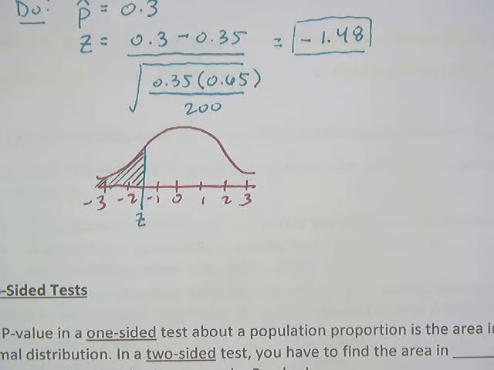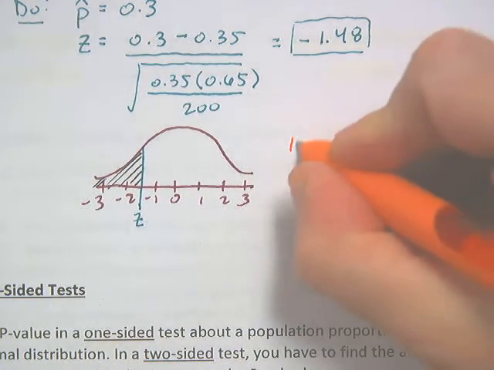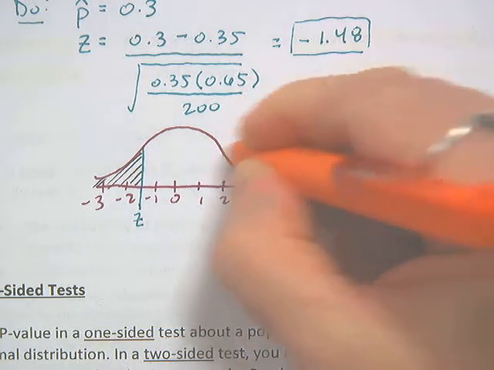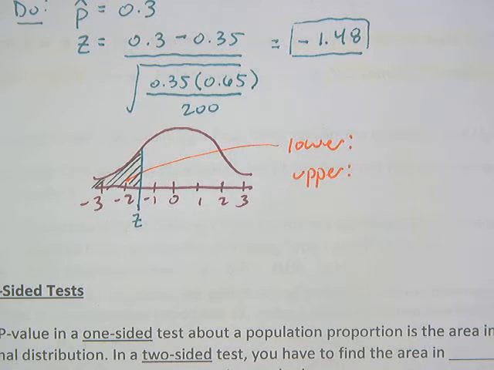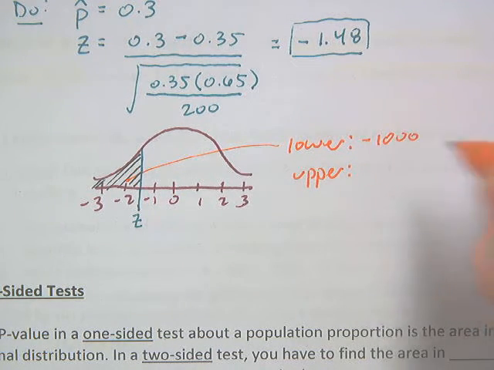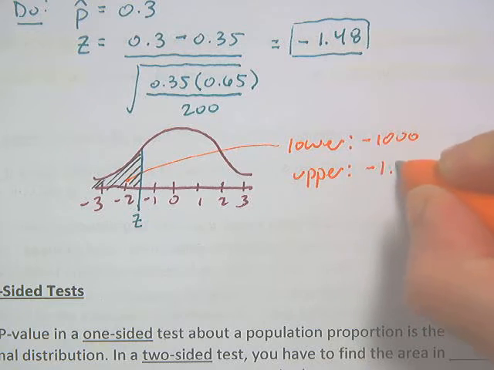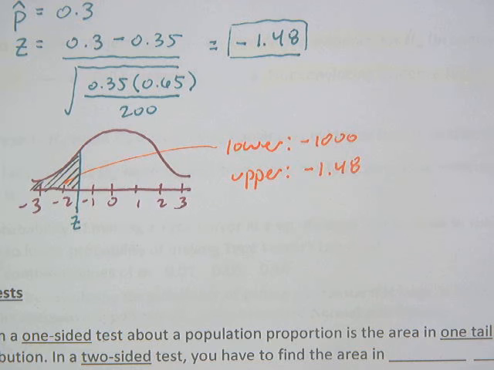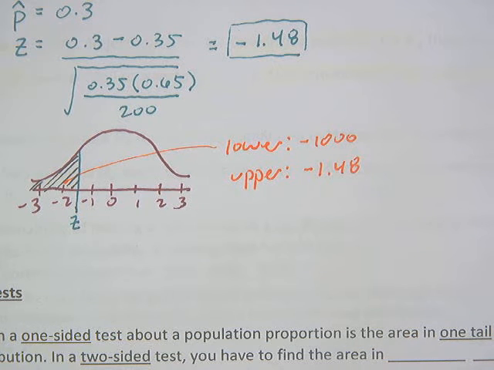Who cares which way you shade? Well, it's going to affect your lower and your upper, or the shaded region. Now our lower is negative 1,000 and our upper is the z value. Second VARS, normal CDF, lower, upper. Enter, enter, enter, enter.